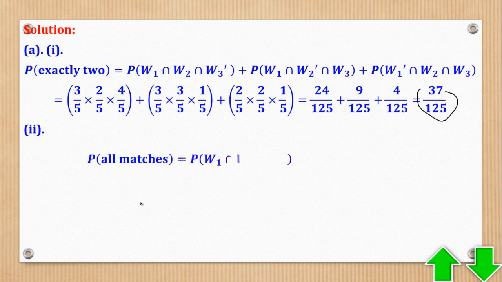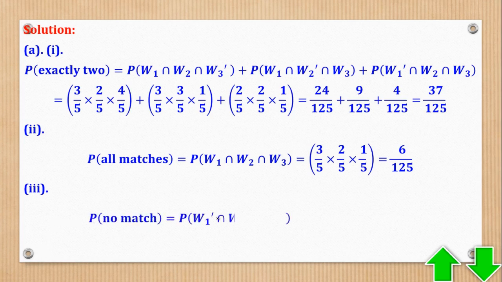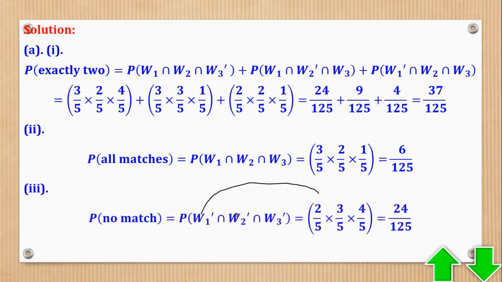What about if all the matches are won? So win first, win second, win third, you come up with 6 over 125. What about if no match is won? So lose first, lose second, lose third, to give you 24 over 125.